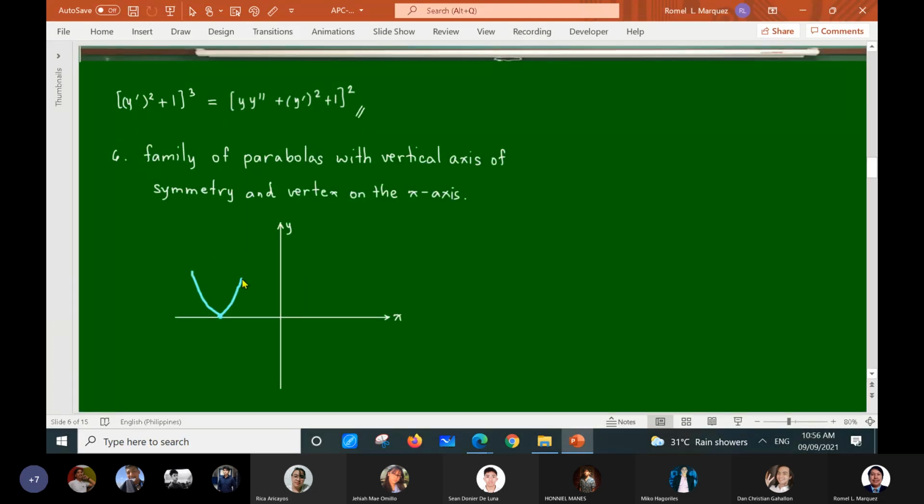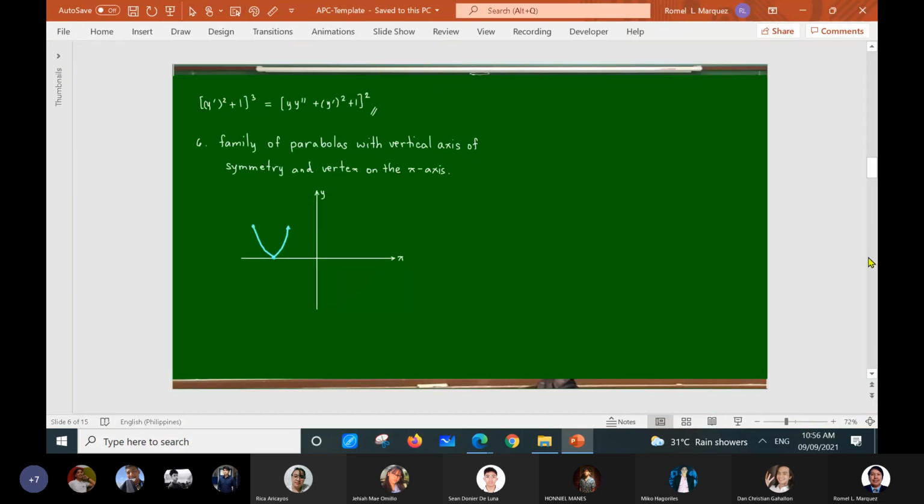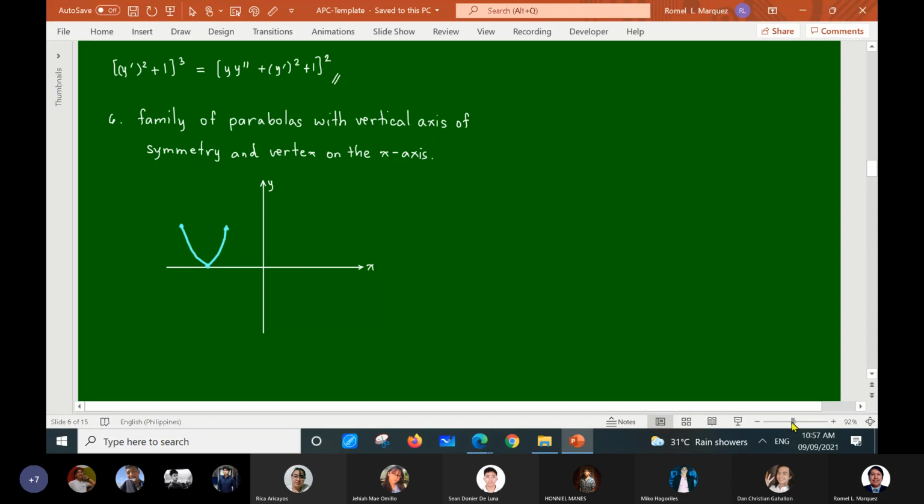nawala. Okay, children? Parang lumaki masyado yung screen. Wait a minute, ha? Save ko muna, baka masira. Do you see the screen, guys? Yes po, sir. Okay naman. I don't understand why parang nagbago yung screen.